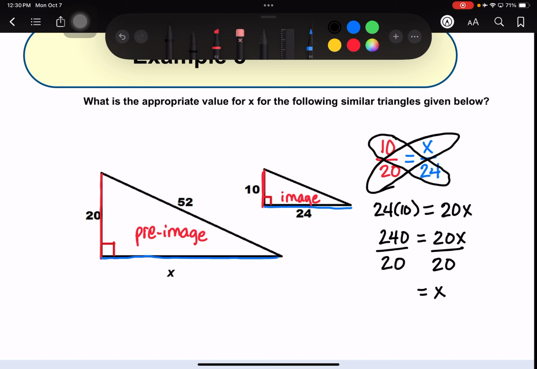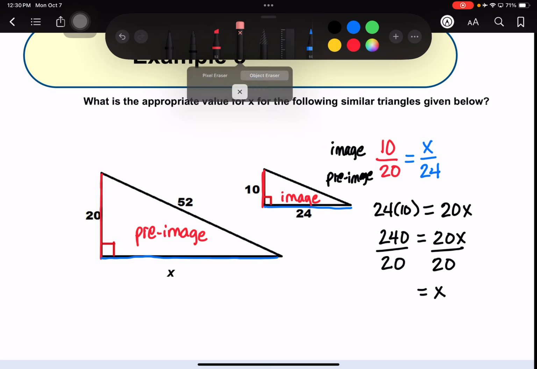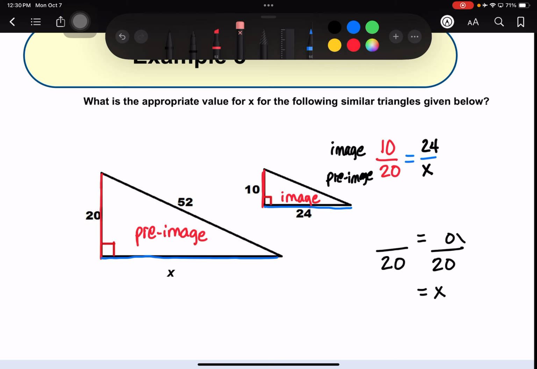Oh, we did this backwards. Let me tell you why it's backwards. And I'm glad I did this because here we have the image over the pre-image. And then y'all see right here, 10 over 20 is the image, but x is a what? Pre-image. So I got it in the wrong spot. This should be 24 over x. That changes our cross products too.